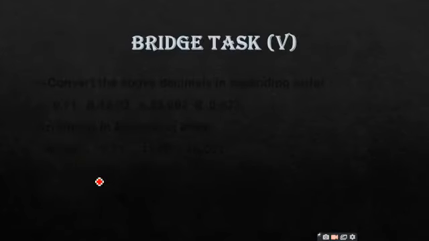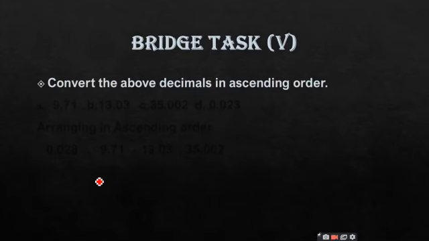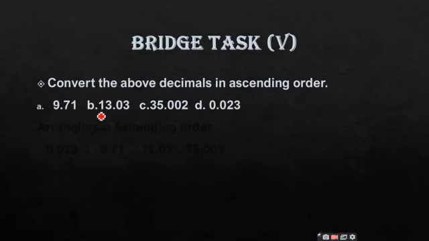Now bridge task number 5, which is arrange the above decimals in ascending order. For this question in your book, you have to arrange the decimals of bridge task 4 in ascending order. So I have written all the questions given in bridge task 4. First one is 9.71, second one is 13.03, third one is 35.002, and the last one, D, is 0.0023.